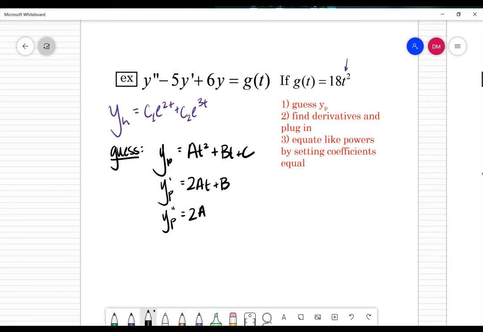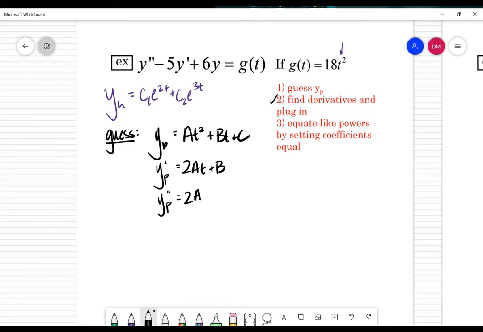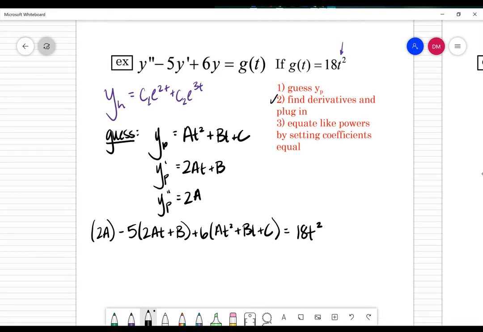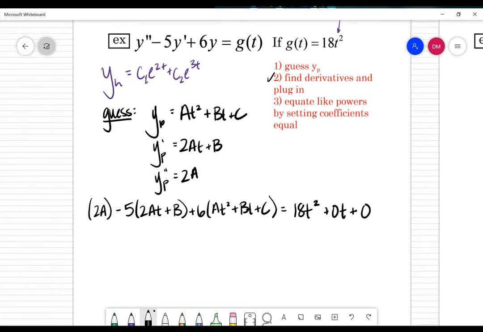After we find our derivatives, we are going to plug them in and equate our like powers. So I plug in my second derivative minus 5 times my first derivative plus 6 times our guess here. One of the ways that you're going to know if you did a proper guess is when you set it equal to g of t on the other side, you're going to start to see matching terms. So I have a t squared here plus a coefficient of 0t plus a constant of 0. So we can keep those things in mind. It has the same essential structure.